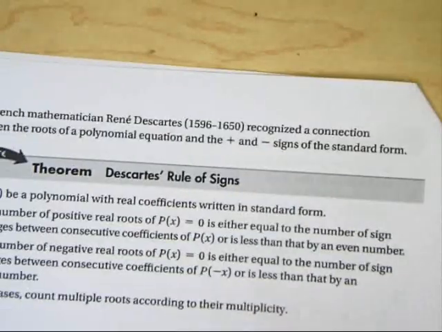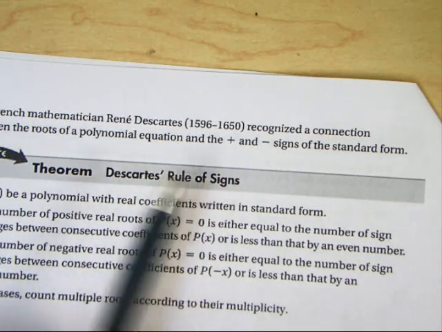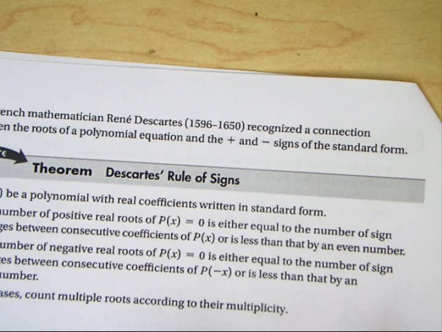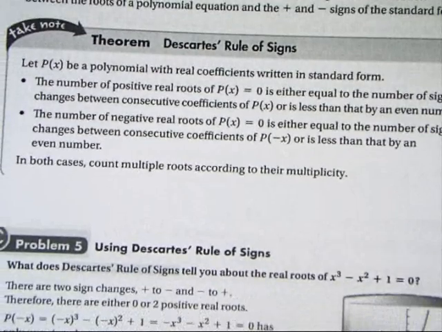As we move on, we're going to learn one more rule, and it is a rule by Descartes. He came up with this theorem on how to tell how many times the graph moves and changes behavior, and that will tell you how many positive real roots it has and how many negative real roots it has, okay? Now, what does all of this mean to you? Well, let's do a problem and see how it comes to you.